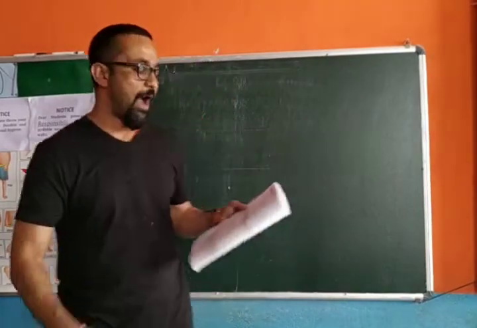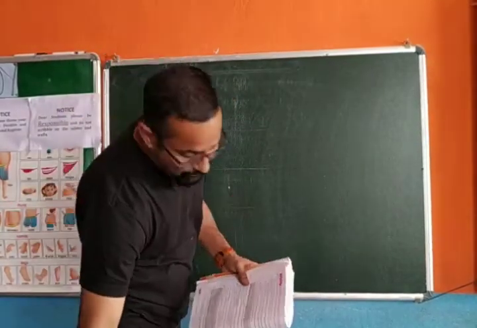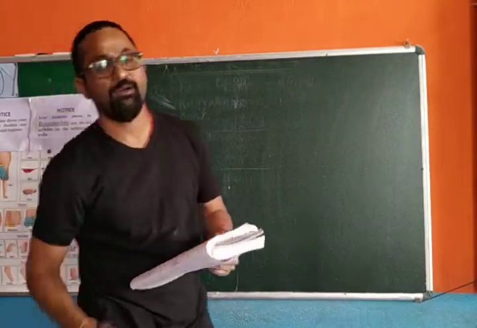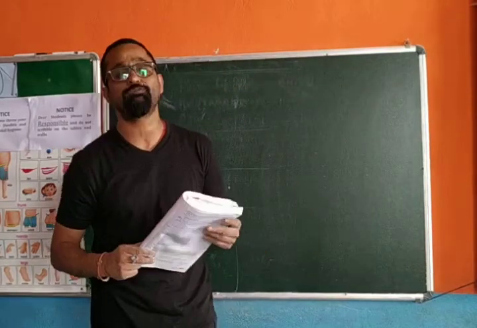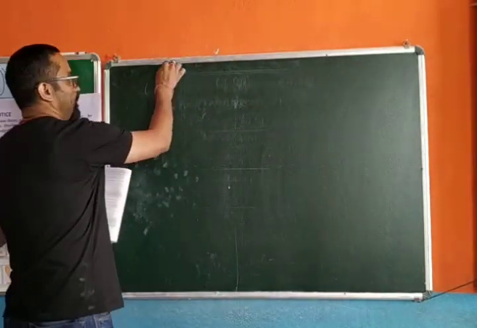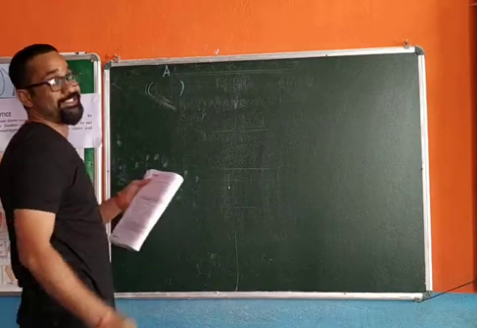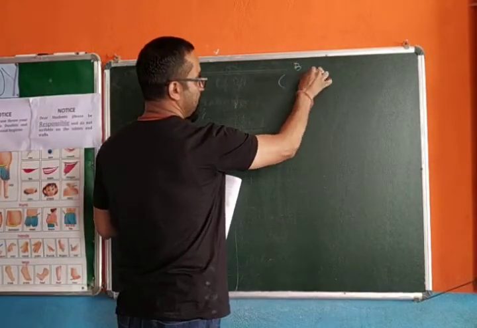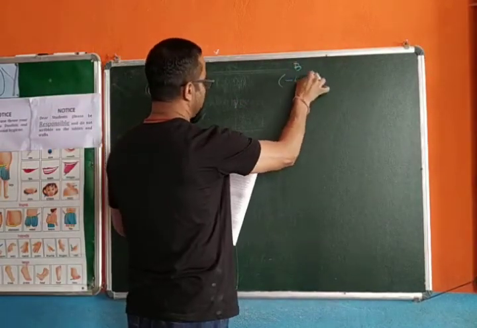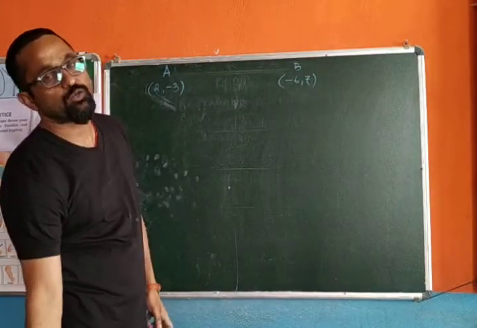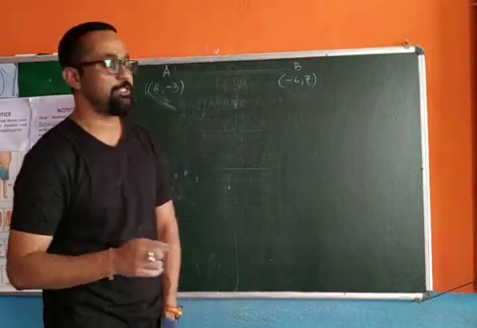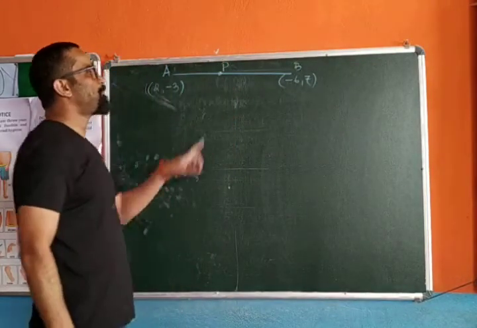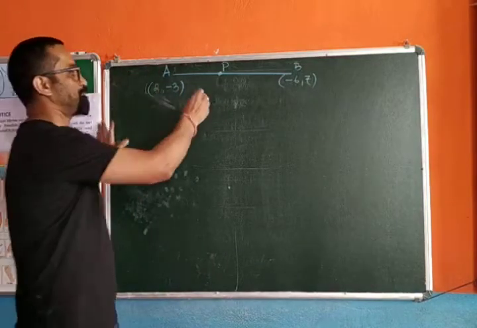Look at question number 1. Question says that calculate the coordinate of midpoint of the line segment joining the pair of points. Names are not given, so we can assume A (2, -3) and B (-6, 7). Join it, write P here. This P is the midpoint of AB.